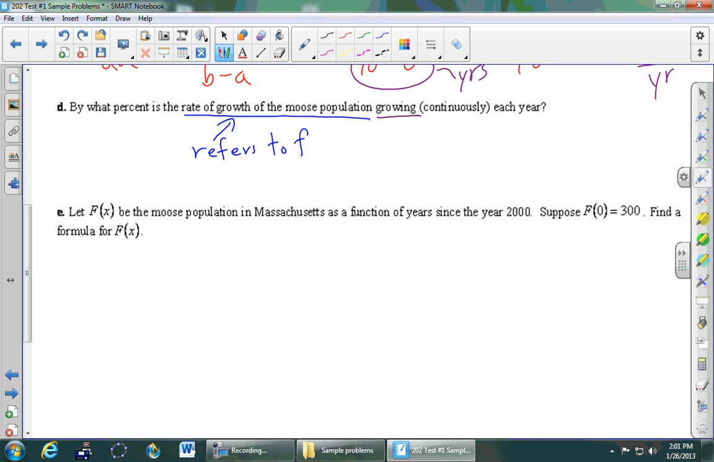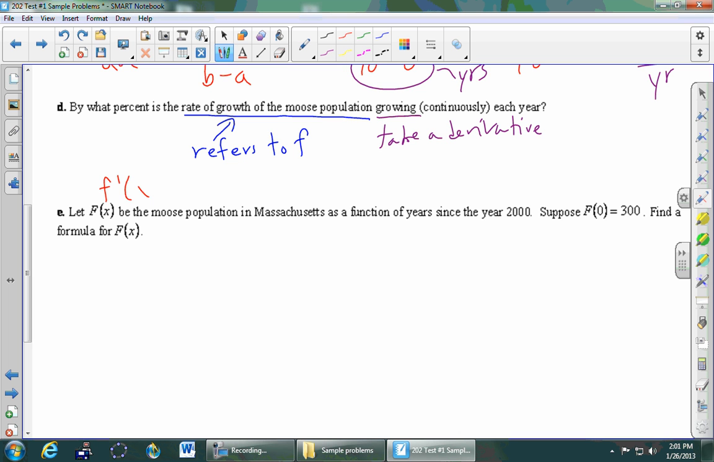At what rate is it growing? How is F growing? By what percentage is F growing? So how do we figure out by what percentage something is growing? Well, we got to take a derivative. How something is increasing or decreasing is certainly related to its derivative. So this problem is really asking us to find f prime.